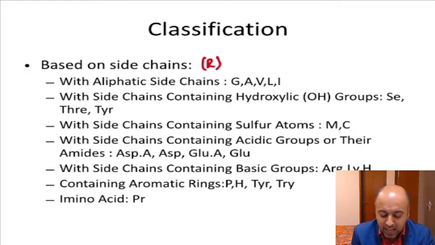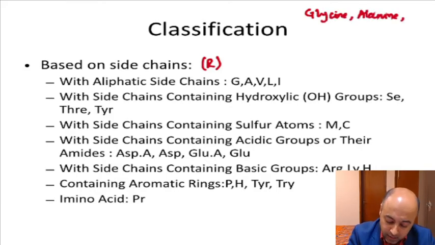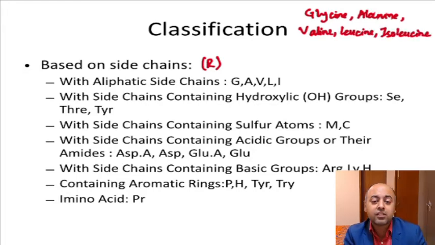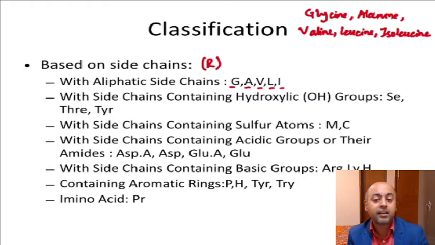Some of the amino acids have only the aliphatic side chain. This includes glycine, alanine, valine, leucine, and isoleucine. These are the five aliphatic amino acids: glycine, alanine, valine, leucine, isoleucine. We have written this here.